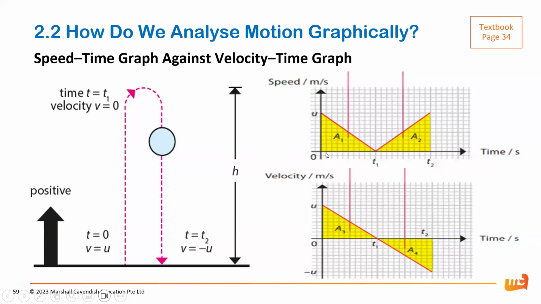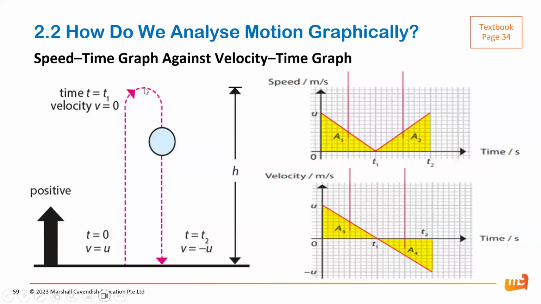The difference between speed and velocity is that speed is a scalar. There's no negative speed, so you cannot have anything under the axis for a speed-time graph. But velocity is a vector. There is positive and negative. And remember, once I go into the negative region, it simply means it's moving in the opposite direction. So for the speed-time graph, there is no negative.